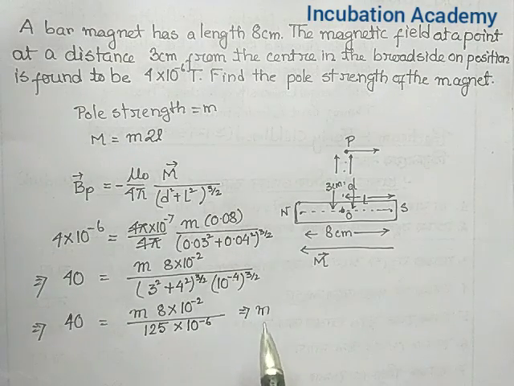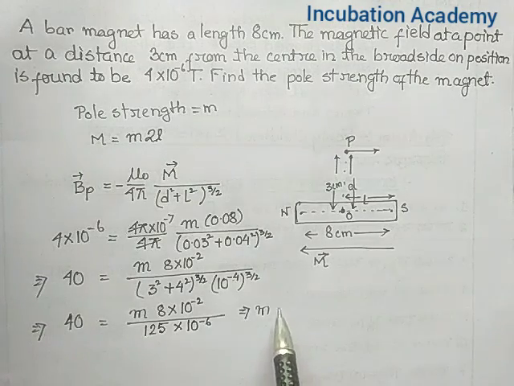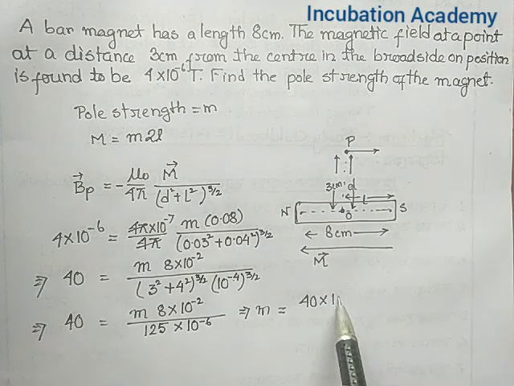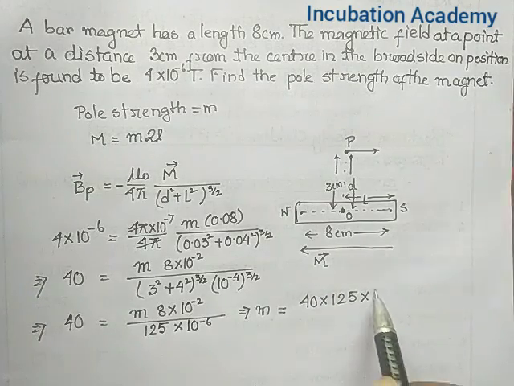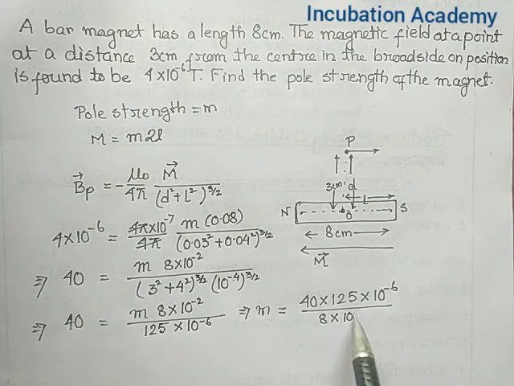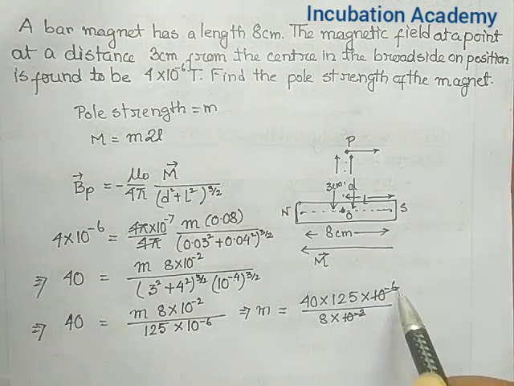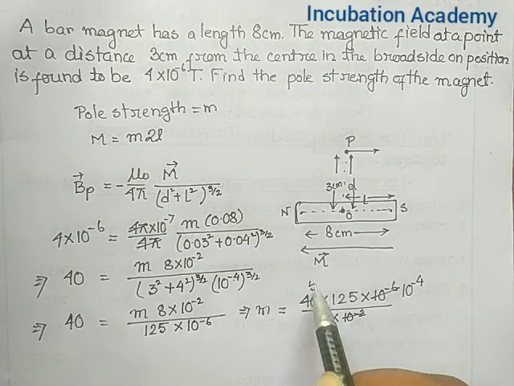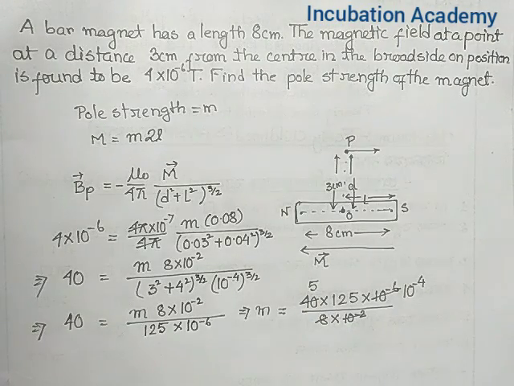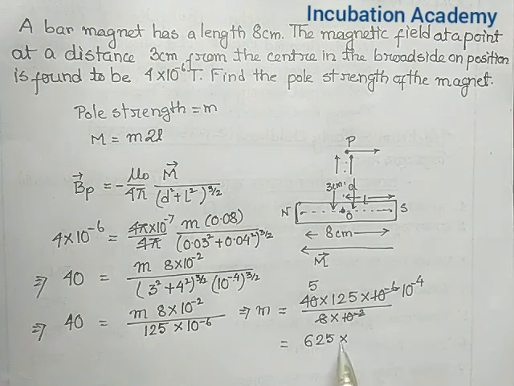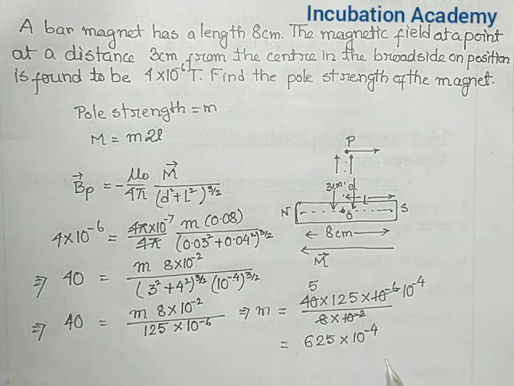So what is the value of m? The value of m will be 40 into 125 into 10 to the power minus 6 divided by 8 into 10 to the power minus 2. So these will be 10 to the power minus 4. 8 fives are 40, so 125 into 5 is 625. So it is 625 into 10 to the power minus 4.